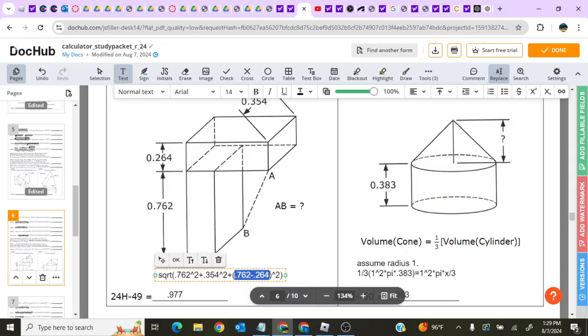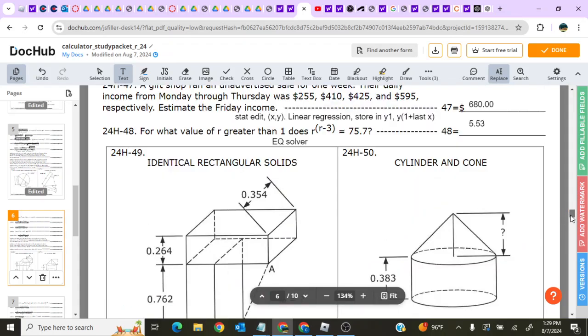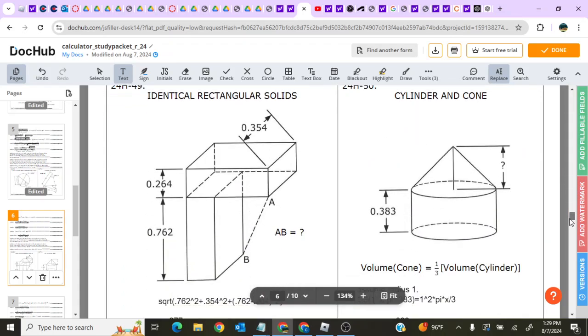For that value, you take the square root of all that added together, and you get 0.977. So, you have a cylinder and a cone. The volume of a cone is 1/3 the volume of the cylinder.